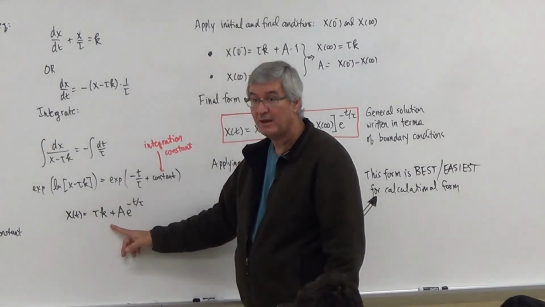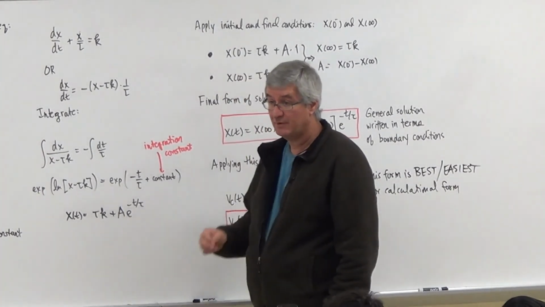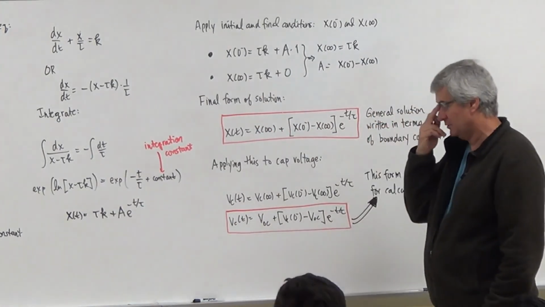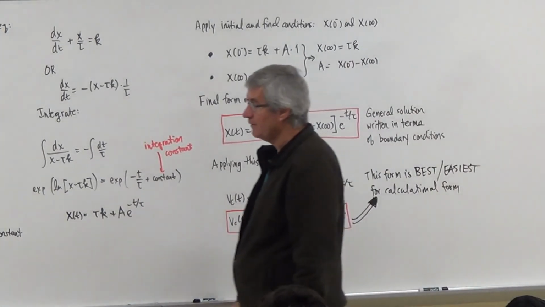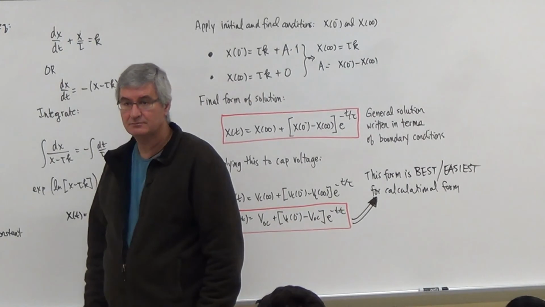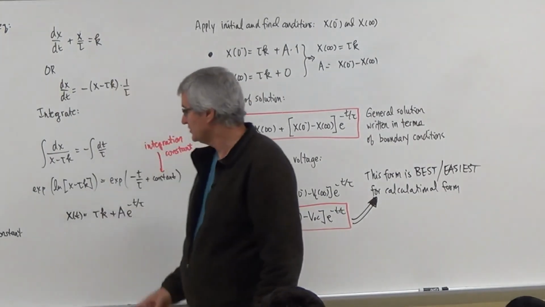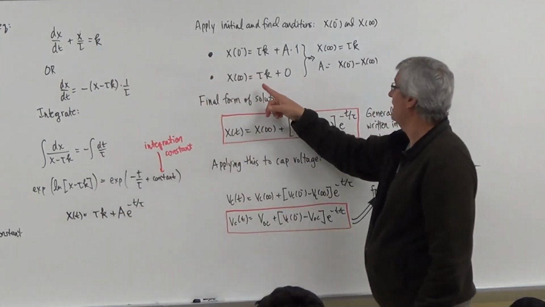So now I'm going to apply boundary conditions. Why do I call this boundary conditions? 1, there's a condition at t equal to 0. 2, there's a condition at x equal to infinity.